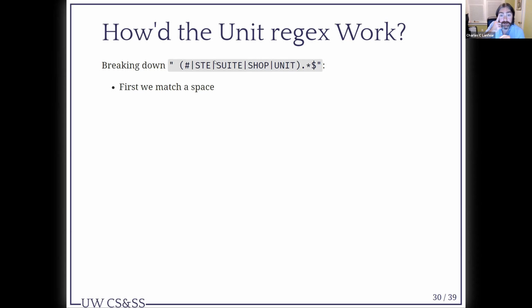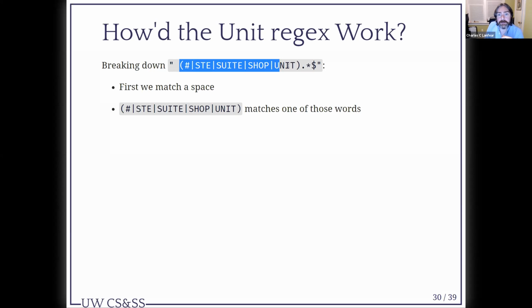How'd the unit regex work? Okay, so let's break it down. The first thing is every suite number, every unit number, all these things are always preceded by a space. So I'm just going to go ahead and say it must begin with a space. Okay. Next, I want to match any one of these things. So I want to match a sharp, a suite, a shop, or a unit. Any of these are good. Okay, so any one of these.